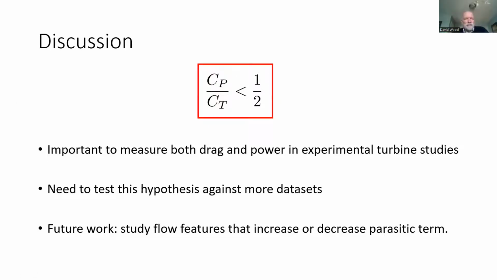Thank you, Eric, for that very provocative presentation. Perhaps I could start the questions by saying, can you actually put your finger on what's wrong in the derivation of the Betz-Joukowsky limit? That's a difficult question to answer.